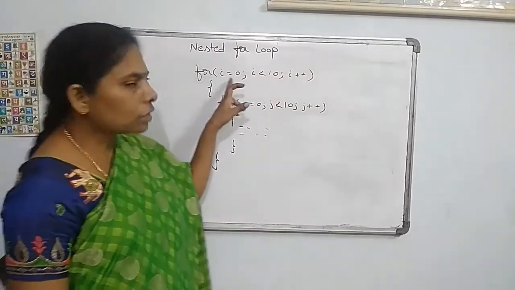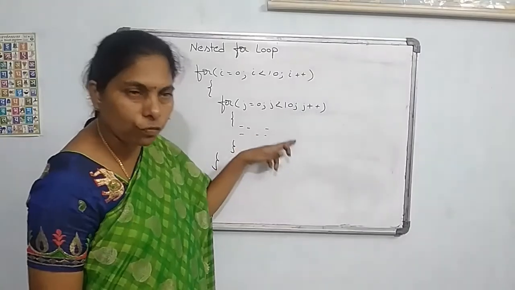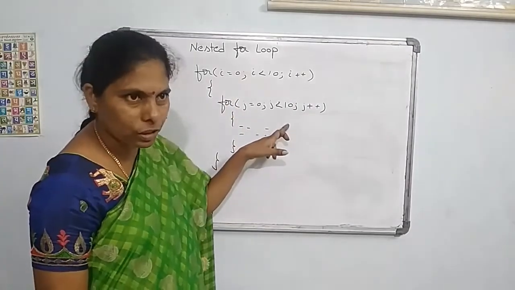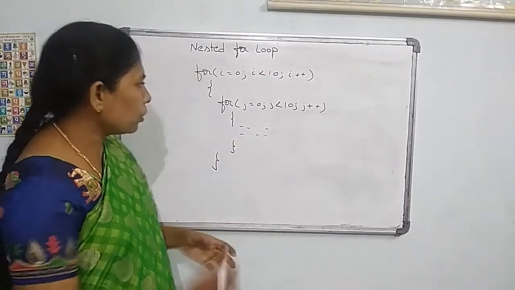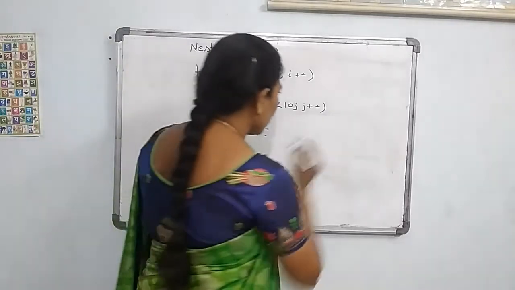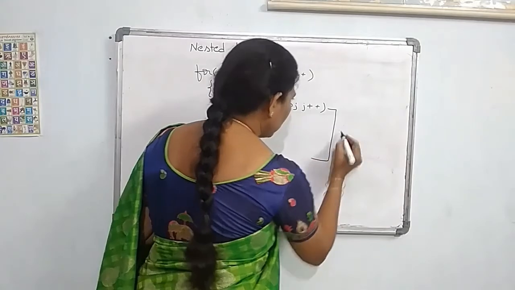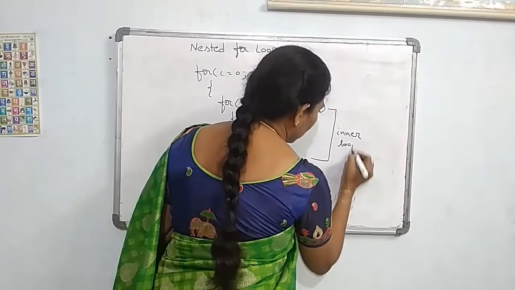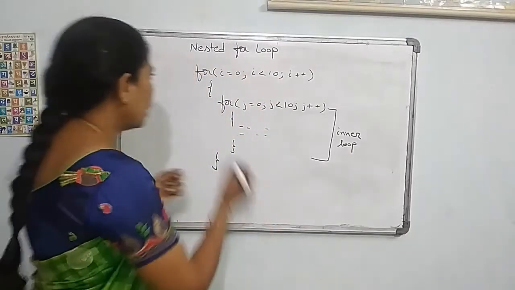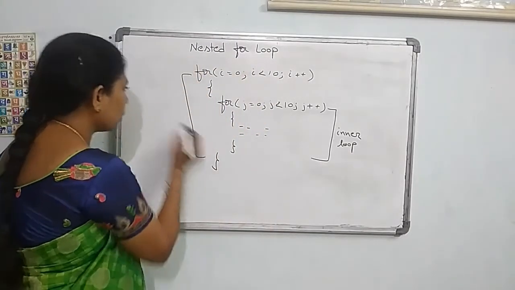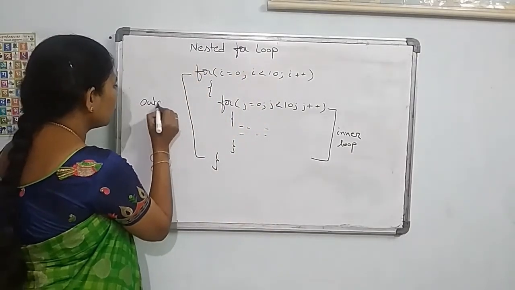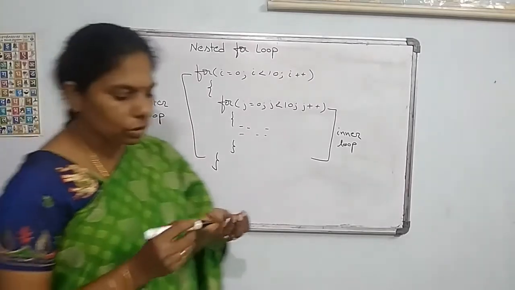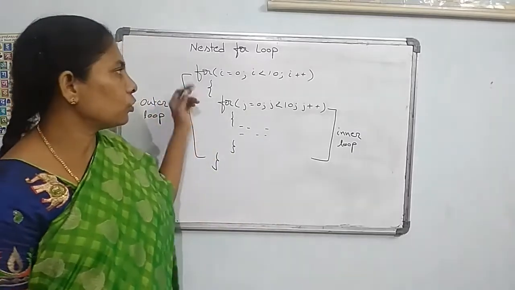In the two for loops, one for loop represents the i loop and another for loop represents the j loop. So these are the two for loops. If I take this one, this for loop comes under the inner loop. This is called the inner loop. And if I take this for loop, this is called the outer for loop.